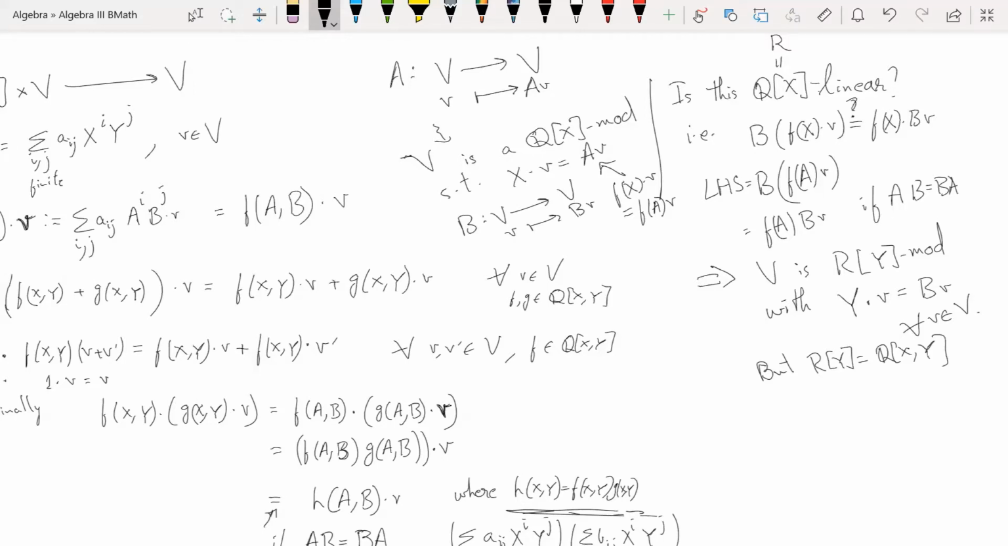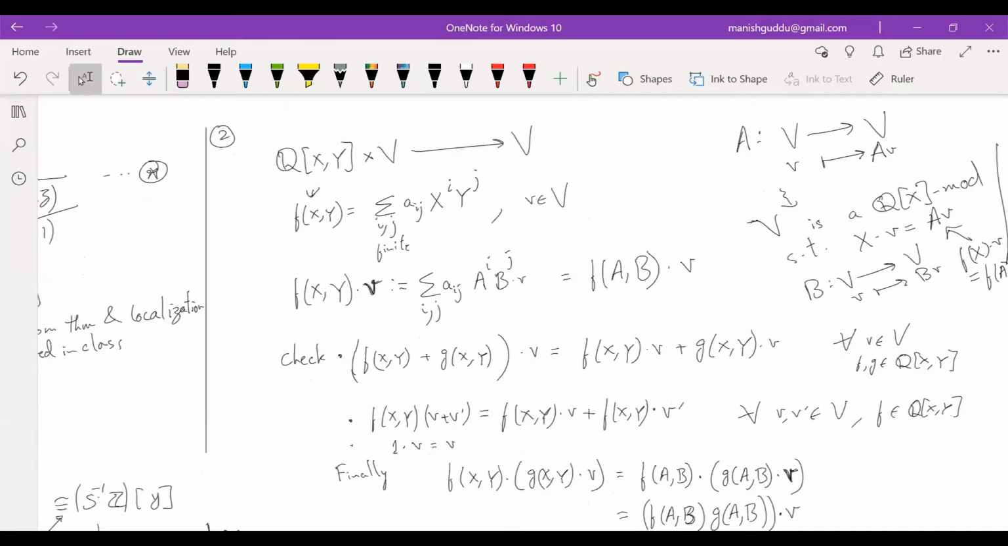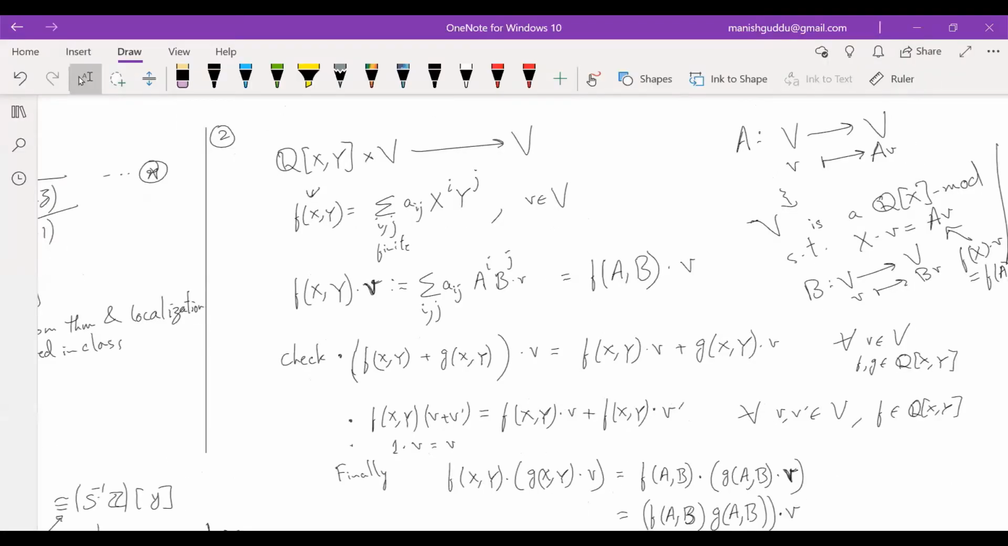So then you don't have to verify module axioms because you are quoting results from the class. Okay. Any other question? Okay, so if there are no questions, let me. Here, f(x,y) dot v is defined only if AB is equal to BA. f(x,y) dot v you can define this way. So f(x,y) is some polynomial in Q[X,Y], which you can always write this way, and then you define it this way. Yes, it is defined only if AB is equal to BA.